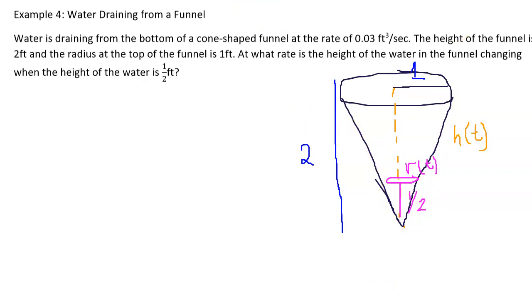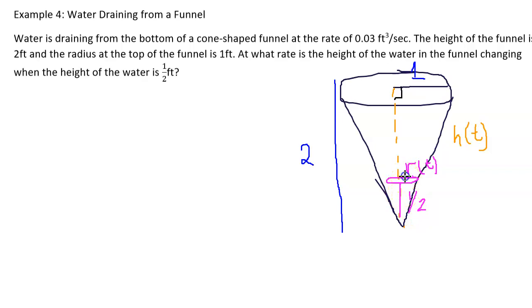And we've actually got similar triangles, and this is a little bit harder to see in my picture, but if this is a right angle, we have the triangle formed by the cross section of the entire cone, and then we have the triangle formed by the cross section at the bottom when the height is specifically 1/2.